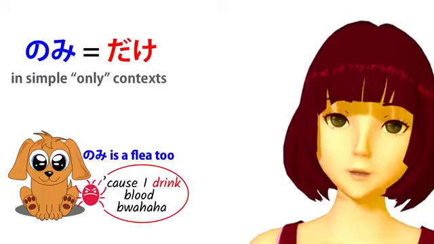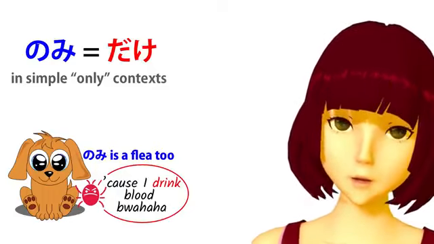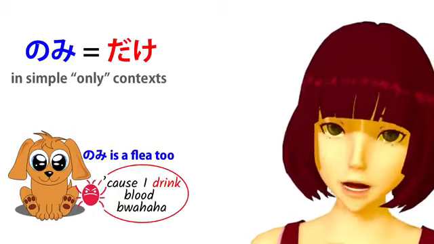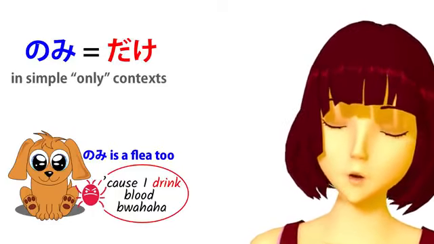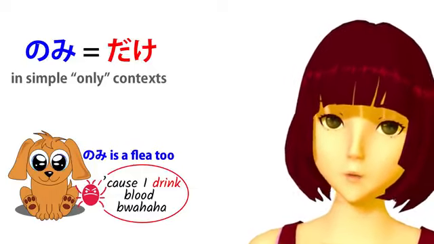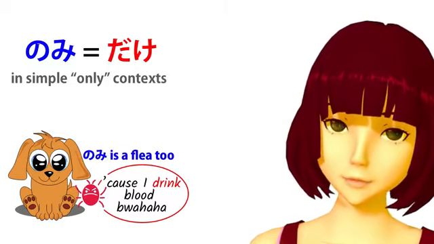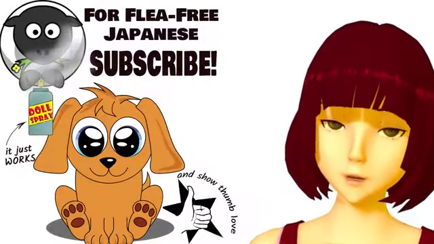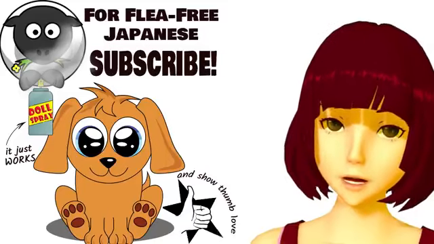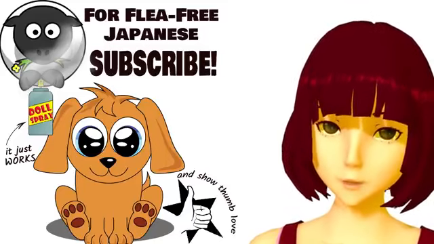The reason it's important to know is that, for example, if you are going to go into a place and the sign was telling you that only members are admitted, it could save a lot of embarrassment if you knew that nomi means the same thing as dake. And that kind of sign is precisely where I would use nomi, because it tends to get used in these formal, official kinds of context.